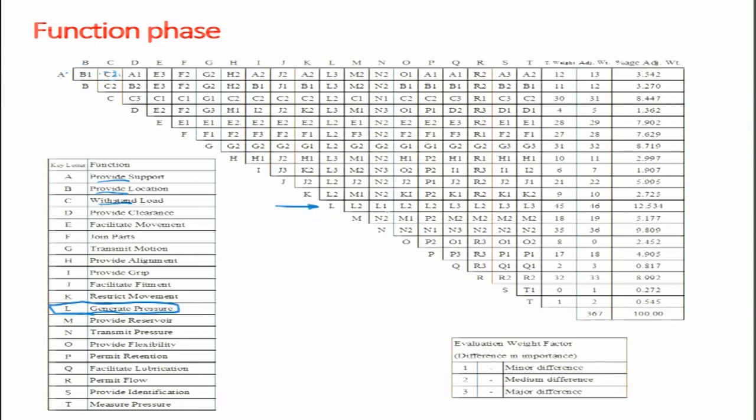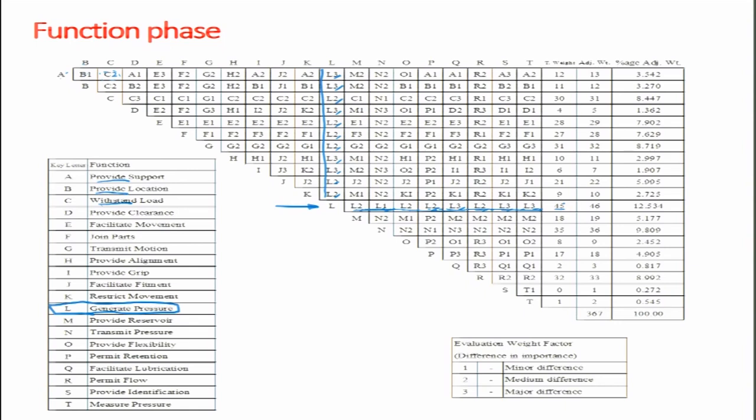L is generate pressure. L is always the priority in this whole row and in this whole column. L is the priority. And how do we get this value 45? This is 3 plus 3 plus 2 plus 3 plus 2 plus 2 plus 2 plus 3 plus 2, and so on, plus 2 plus 1 in the row here, 2 plus 1 plus 2 plus 3 plus 2 plus 3 plus 3, this is equal to 45.